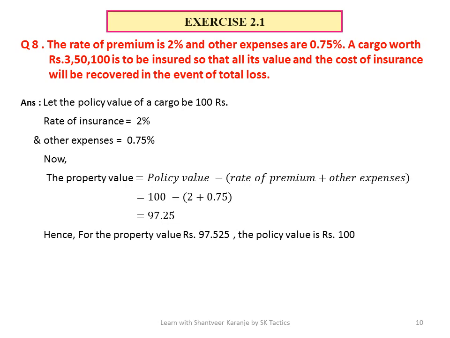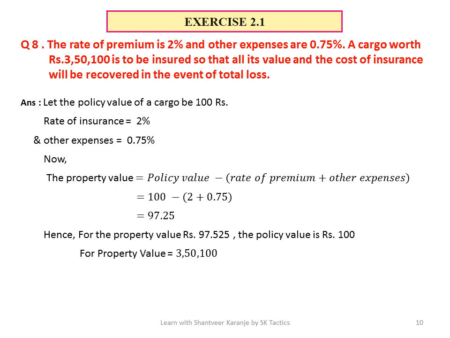97.25, the policy value is 100 rupees. Up to this we are not touching the exact question, we just put this 2% and 0.75% from the question, and we assume policy value is 100 rupees, and on that basis we calculated property value. So property value will be 97.25, in that case policy value I have to take as 100 rupees. This is greater than its property value because it includes premium and other expenses, hence it is greater, else it should be less than property value.